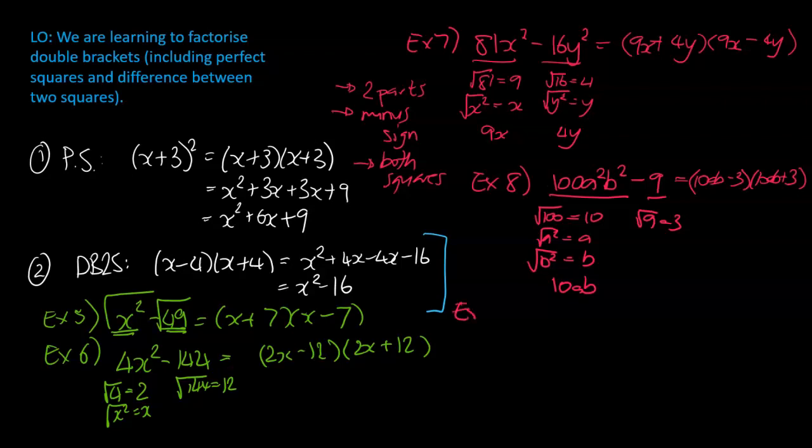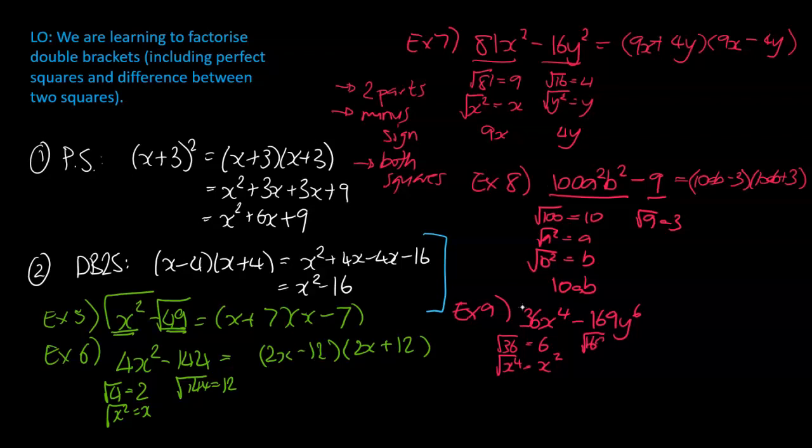And last question, example 9. So let's say we've got, what's a good example? Let's say we've got 36x to the power 4, and we're subtracting 169y to the power of 6. So the same process, we're going to be looking at, is everything square numbers? So yes, there's two parts. Yes, they're both separated by a minus sign. We've now got to check that they're squares. So the square root of 36 is 6, and the square root of x to the power 4, well, that's going to be x squared, because x squared times x squared equals x to the power of 4.